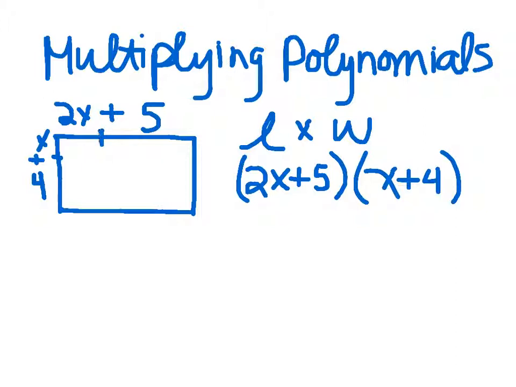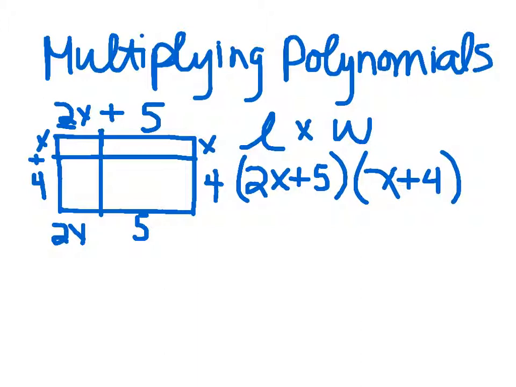So if up to this line is 2x, then that means down here would be 2x also. And this part would be 5. And I can extend this line over here, meaning that from here to here is x, and from here to here is 4. So I have divided this rectangle into 4 smaller rectangles that I can take the area of using the parts of the polynomial.